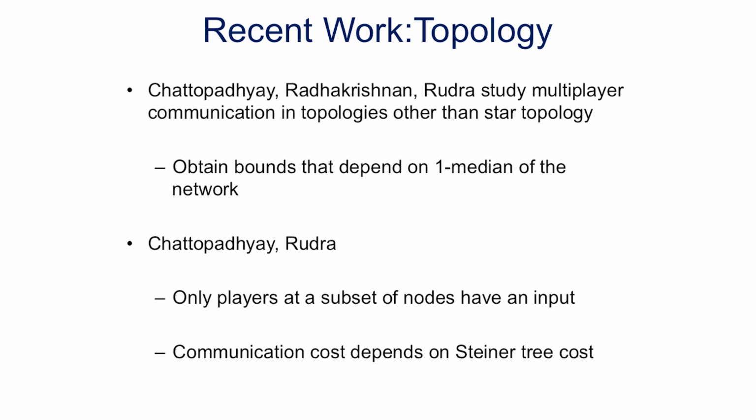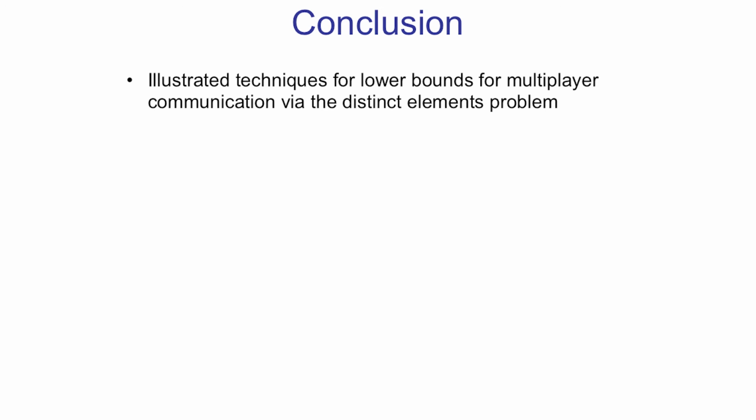But if I take a line, then the one median cost is actually k squared. And so for some problems, you get k squared communication on the line, but in the star you would only get k communication. They also looked at other variants where you have a topology, a graph, but only a subset of the nodes actually have inputs, and they want to quickly communicate over this graph to solve a problem. And they show lower bounds that depend on the Steiner tree cost of the nodes that have inputs in this graph.